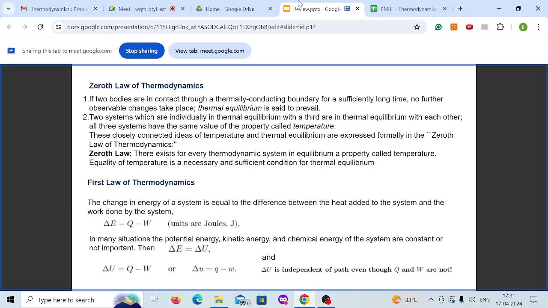So two systems which are individually in thermal equilibrium with a third are in thermal equilibrium with each other. That is saying that A is in thermal equilibrium with B, and B is in thermal equilibrium with C. Then you say that A is in thermal equilibrium with C. That is essentially what the zeroth law says.